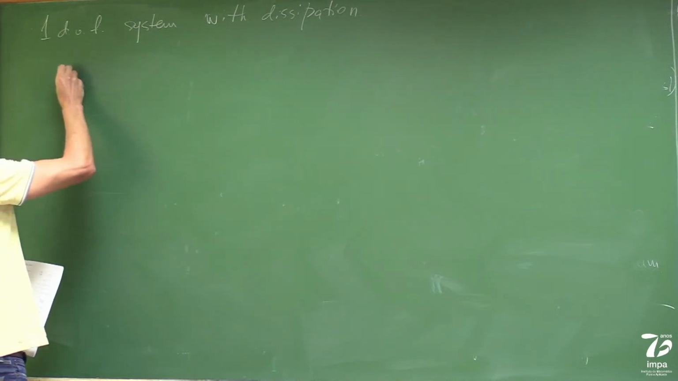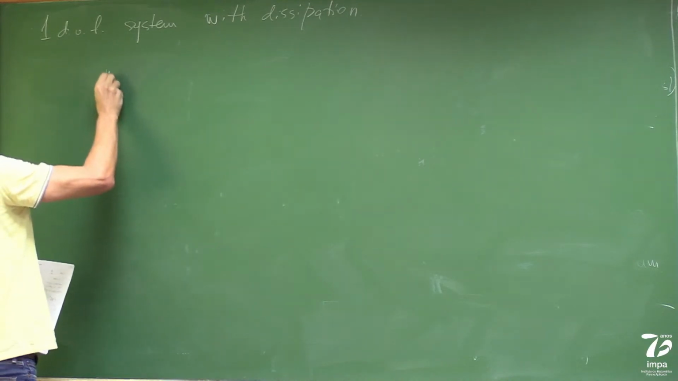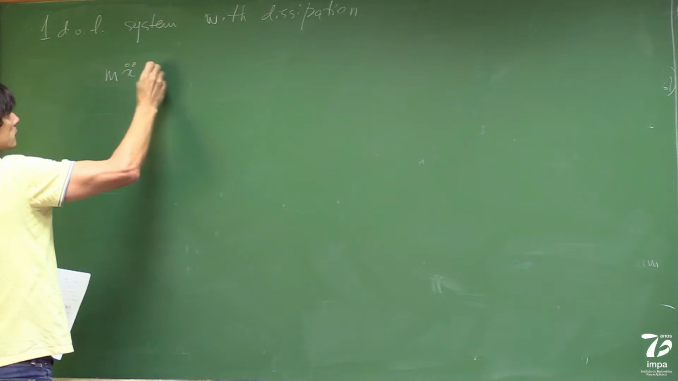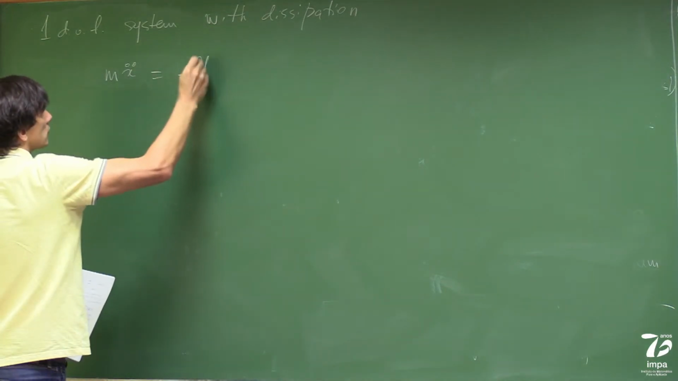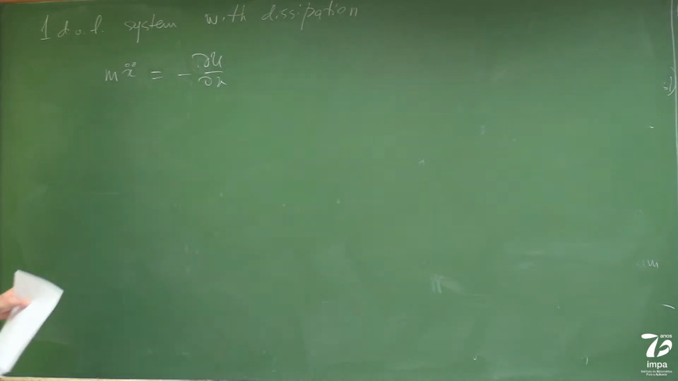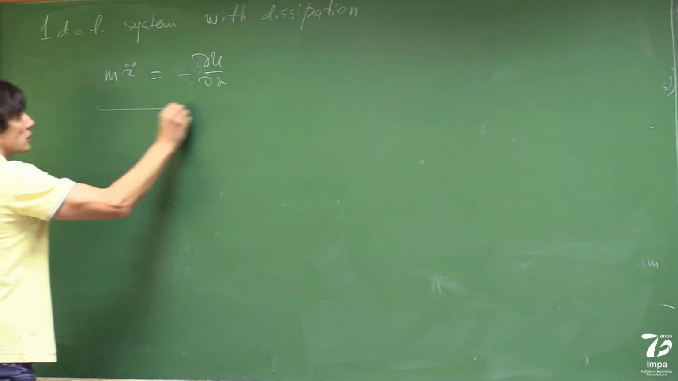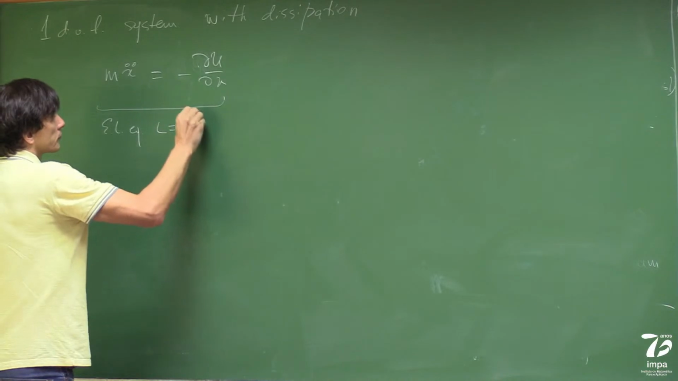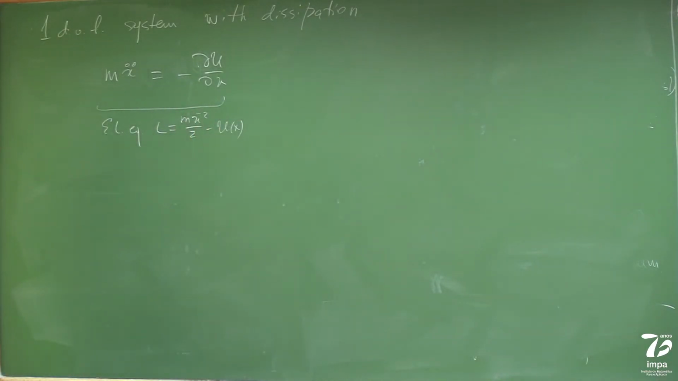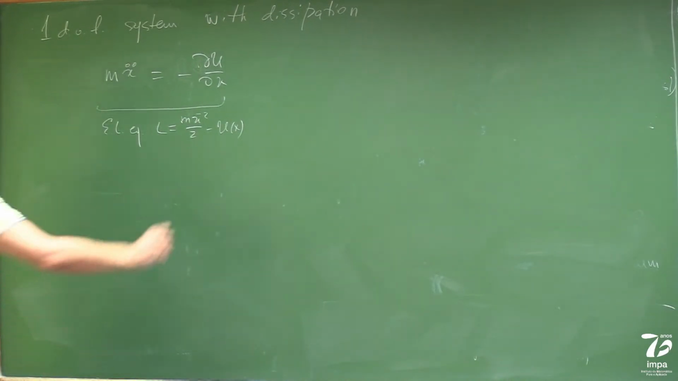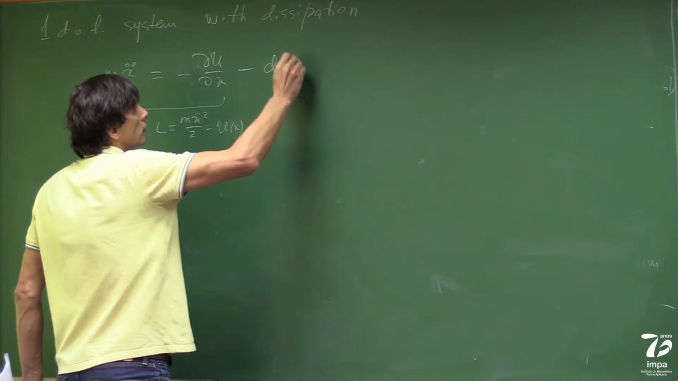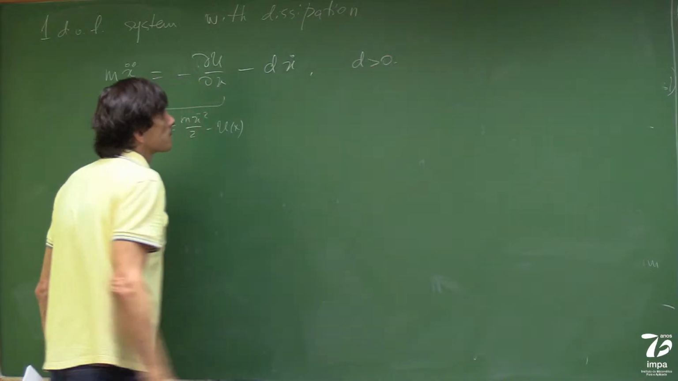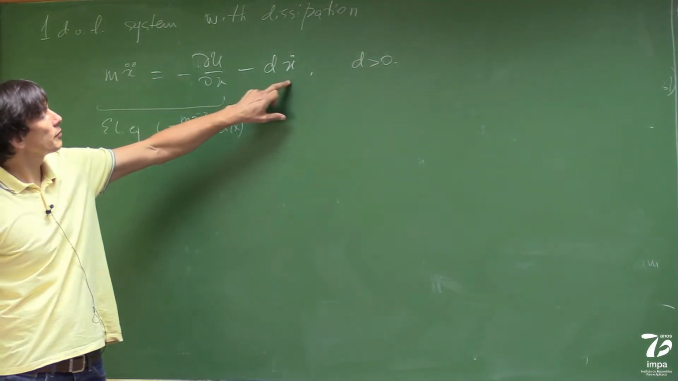So let's consider our system with dissipation. So remember, this is a system with dissipation, formulated for one degree of freedom, in the same form as before. So this would be the Euler-Lagrange equation for the Lagrangian function of the system. Then we should add a dissipative force, which we know should be given as d times x dot, where d is some positive number. In general this is a matrix, but for one degree of freedom it is a number.